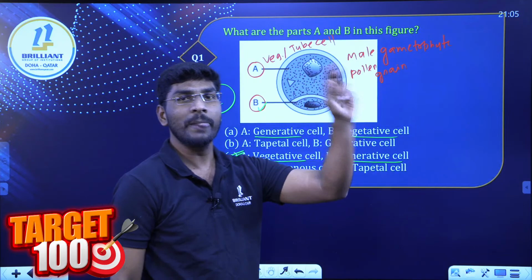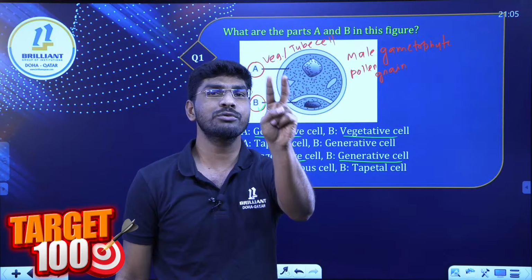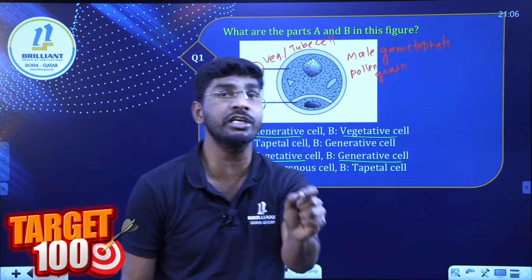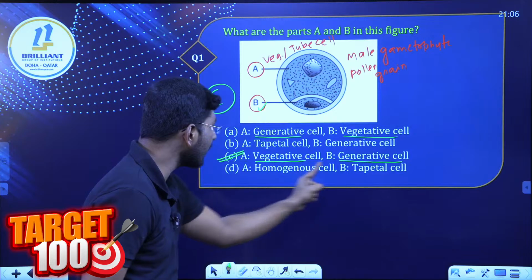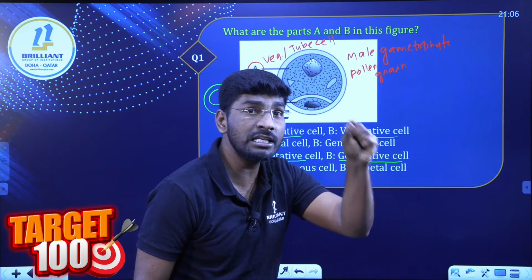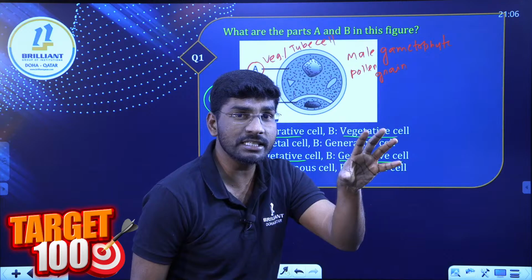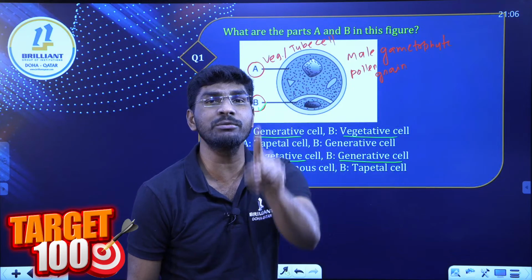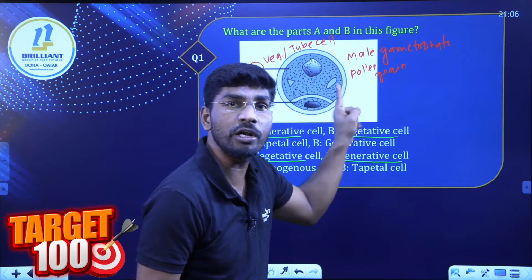Shall I ask one question? Out of these two cells, which cell is eventually going to give the male gametes after it reaches the stigma? The generative cell. Remember, the generative cell is spindle-shaped and small. The biggest cell, which stores the reserve food material, we call the vegetative cell or tube cell, because this cell is going to give the pollen tube.